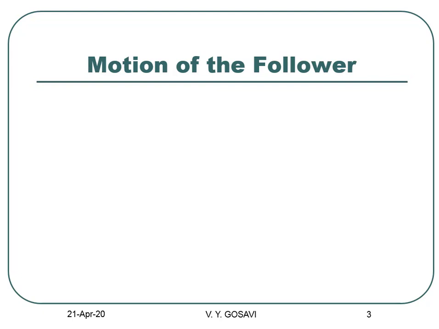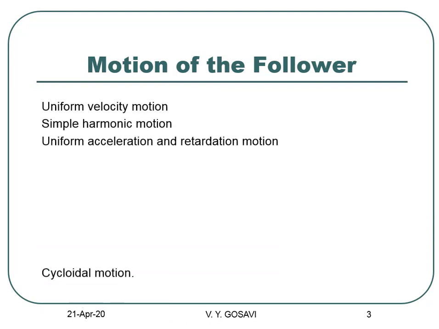Motion of the follower. The follower during its travel may have uniform velocity motion, or simple harmonic motion, or uniform acceleration and retardation motion, or it may travel with cycloidal motion. Let us discuss displacement, velocity and acceleration diagrams for these motions.